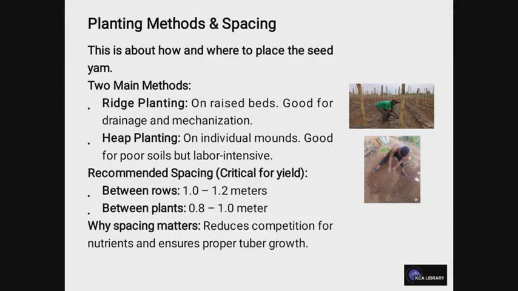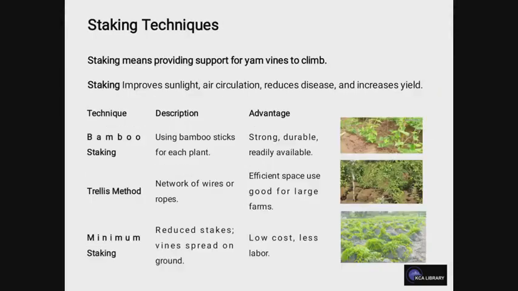So the recommended spacing between rows should be between 1 to 1.2 meters, and between plants it should be between 0.8 to 1 meter. Why spacing matters is that it reduces competition for nutrients and also ensures proper tuber growth.